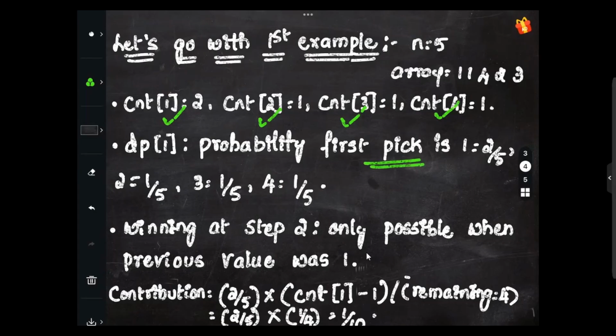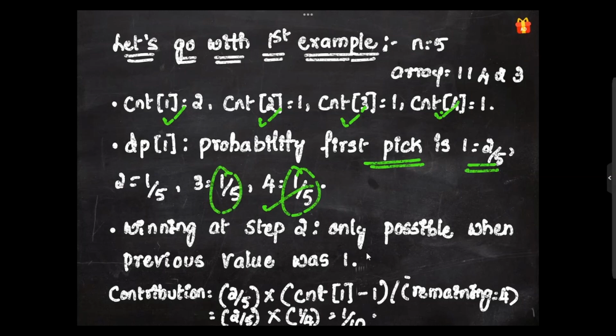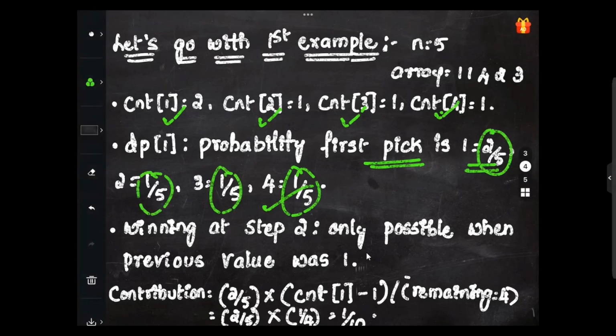So let's go with the dp of 1. Probability of the first pick being 1 equals count of 1, which is 2, and we have an array of size 5, so 2 by 5. All the others, count of 2, count of 3, and count of 4, are 1 each, so 2 equals 1 by 5, 3 equals 1 by 5, and 4 is also 1 by 5. This is fine. 1 equals 2 by 5 because count of 1 is 2 here. 5 is nothing but n, the number of elements in 1 1 4 2 3.